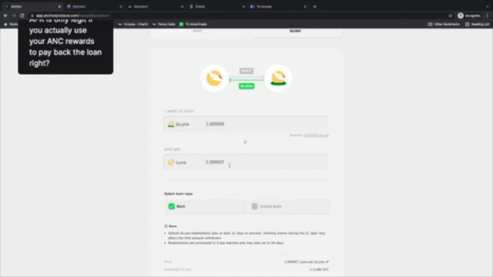So if you guys go back to the beginning, we bought the B Luna on the DEX at a discount, and then I'm going to now burn this B Luna, which is unstaking, like Sefi just said, back to Luna. And if you do that every 21 days and you do it for the whole year, I think, what was the calculation, Sefi?